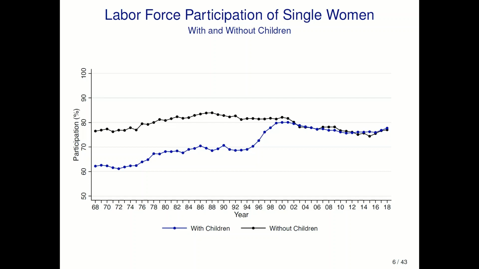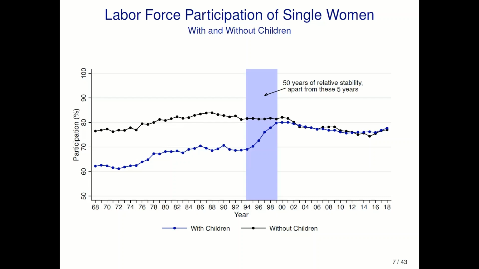What you see is that over this 50-year period, single women with and without children have evolved in virtually parallel, apart from a single spell in the mid to late 90s, approximately 5 to 6 years. Everywhere else, they're evolving in parallel.